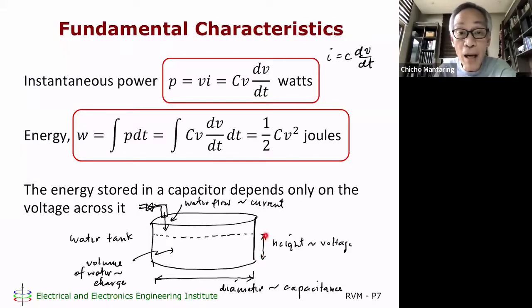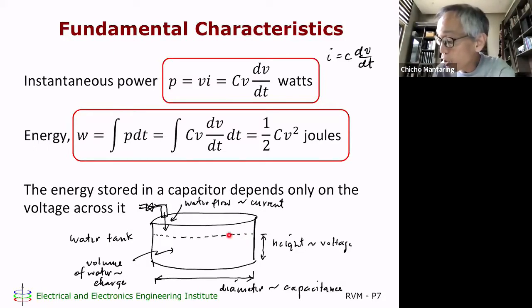Now, by how much does your height change with water flow? If your diameter is large, for the same water flow, the height will rise slowly. If your diameter is small, for the same water flow, the height will rise quickly. So it's the same with capacitance. If you have a capacitor, for the same current, the larger the capacitor, the slower your voltage will increase. If you have a small capacitor, the faster your voltage will increase.